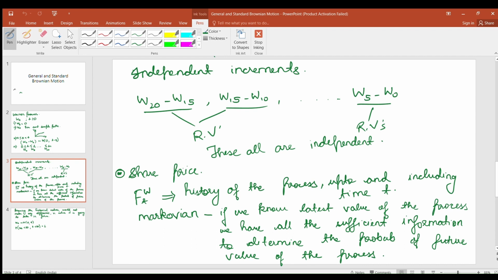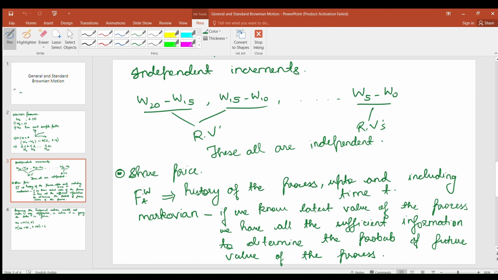All right, but here we have the property of independent increments, that the future values are not dependent upon the values in the past. Therefore we cannot use a standard Brownian motion to model the share price. Okay, so this is the reason. You can state it in the exam.